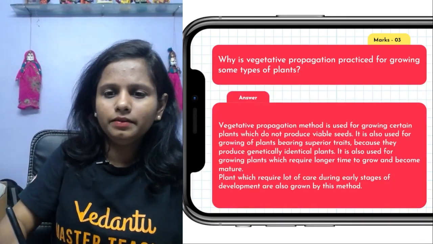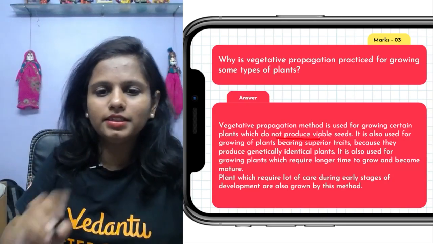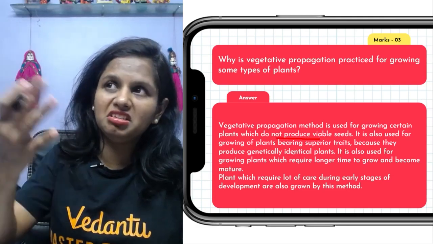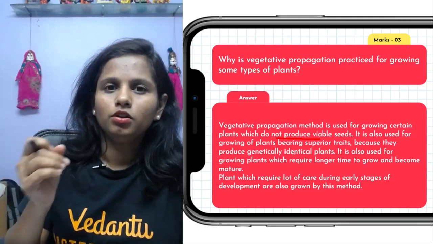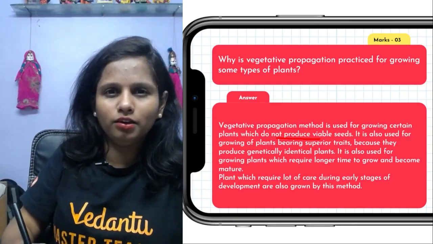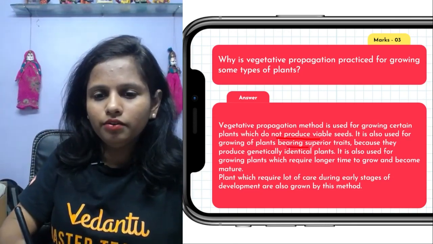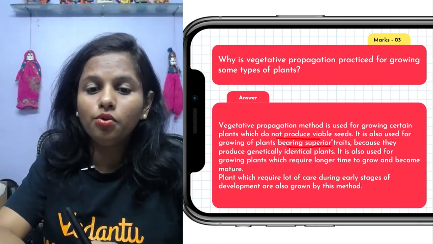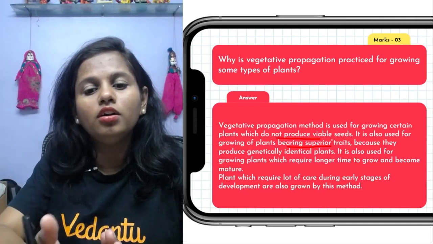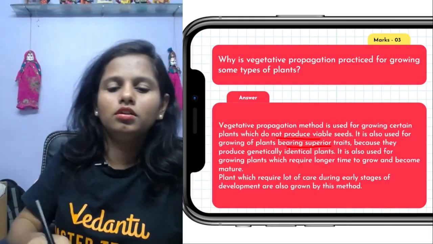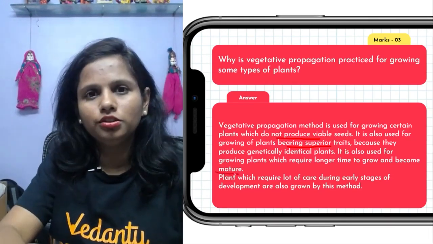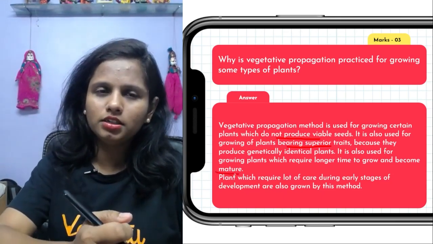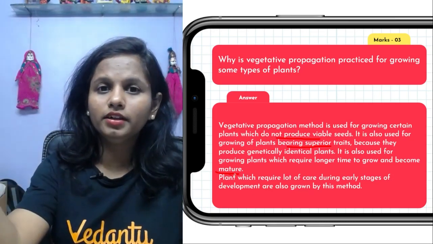So first, cannot produce viable seeds. That's the first reason. Of course, for the superior traits, maybe amazing color, shape, taste of the fruits, nutrient value, quality as well as quantity. It is used for growing plants which require a long time to grow and mature, so to reduce the duration for maturation, we use this technique. And then tissue culture is done in an enclosed environment inside a laboratory under controlled conditions.